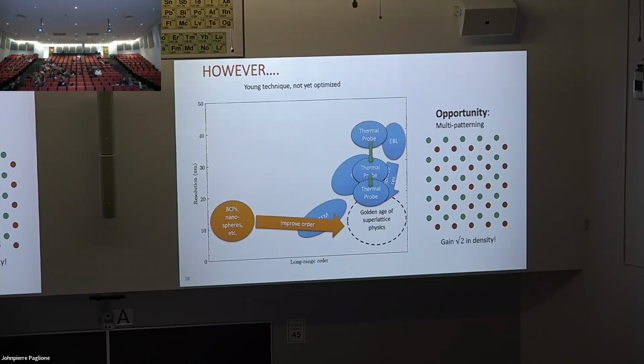So even just doing double patterning, you gain a square root 2 in density. And then suddenly we are down here where things start to be interesting. So I think this is a technique that you should keep an eye out for.